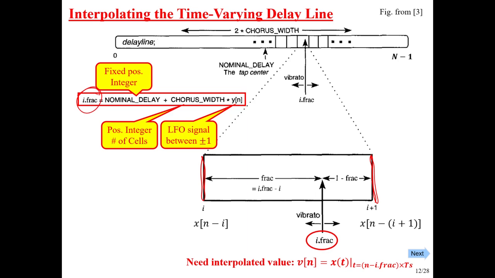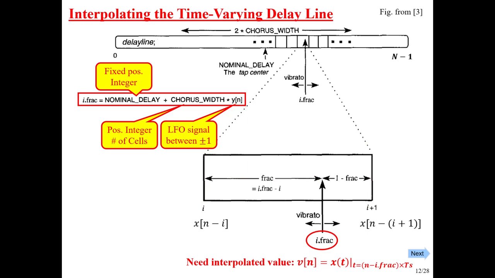I is going to be the integer value, so that's nothing more than this value here. And frac tells us a number between 0 and 1, how far between these 2 points we would like to have the actual sample. We don't have that sample, so we can't go back and actually sample it. We have to fake it. We have to approximate it. And so what we're going to do is use the concepts of interpolation.